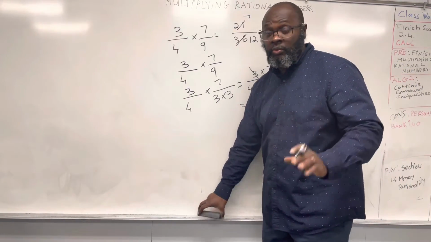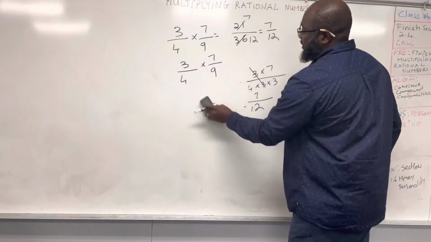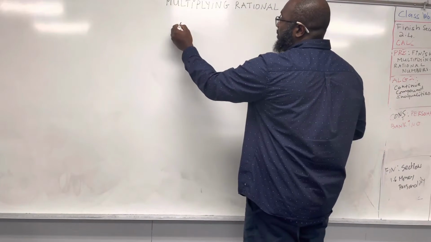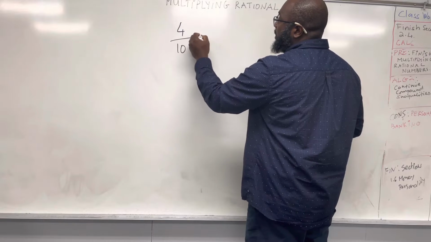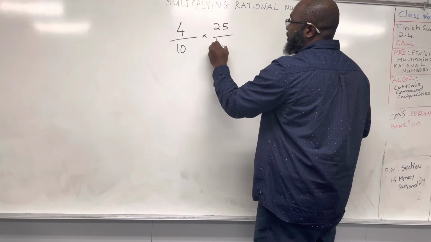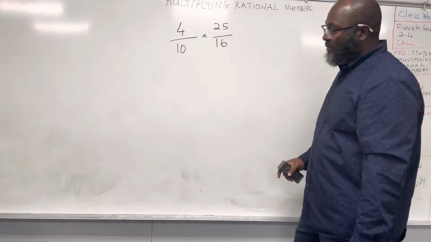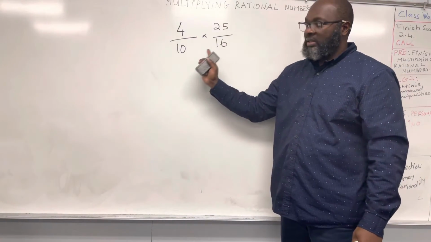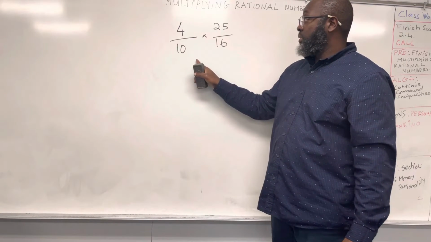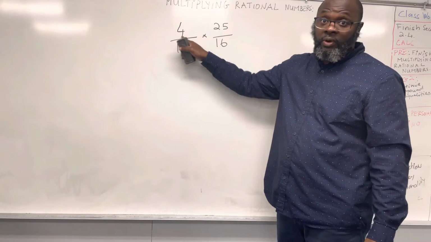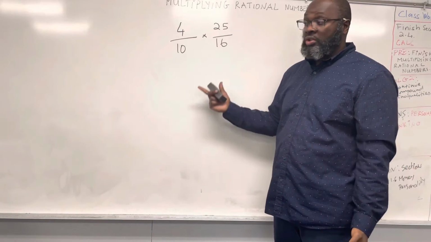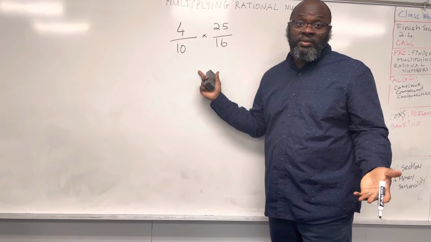I'll give you one more example, and then we're going to end this lecture. So assume that I have 4 over 10 times, let's say, 25 over 16. Now the tendency for people is to multiply these two and then simplify them. That would be too much work. So what I'm going to try to do is see if there's any connection between 4 and 16, and then 10 and 25. Or if you don't want to do that, just break this down into their prime factors.